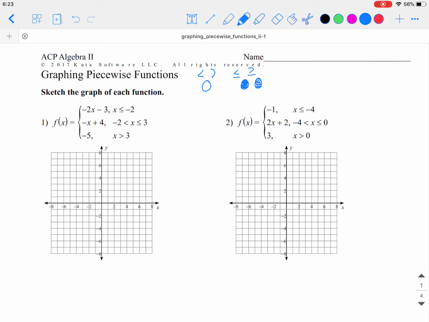That's my best way to remember it. So remember, line underneath, circle filled in with lines. No line underneath, no fill in. Okay? So let's look at number one.